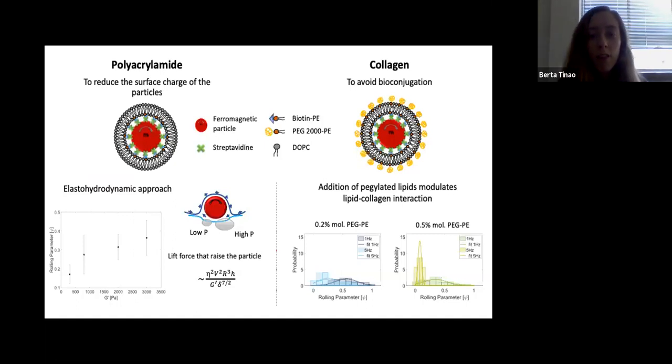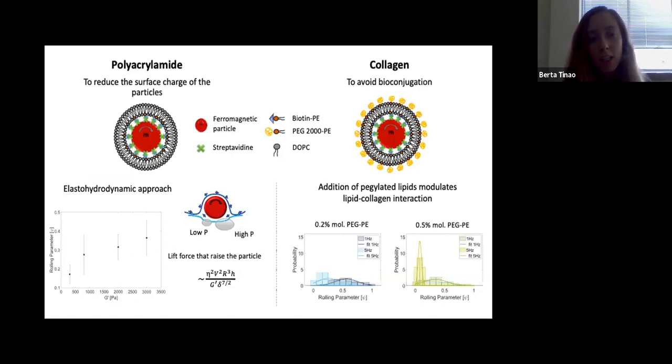Briefly talking about the results that we got, we've observed that the streptavidin strongly interacts with the polyacrylamide and collagen fibers. So we had to coat the particles with a lipid coating. In the case of polyacrylamide gels, electrohydrodynamics theory suggests the appearance of a lift force that reduces the friction between the particle and the substrate. And in the case of collagen, we also had to consider the interaction between the head of the lipids and the collagen fiber.